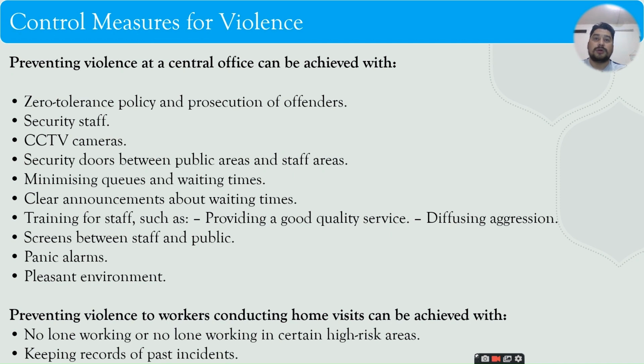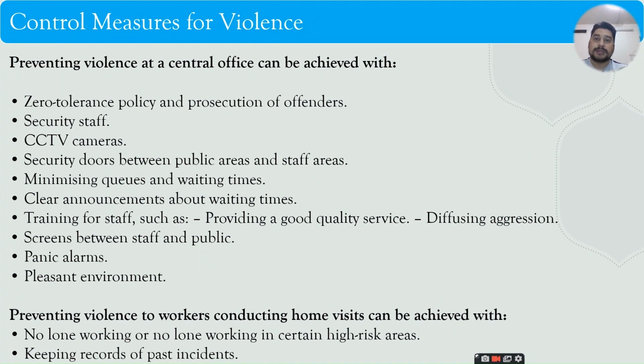Training for staff, such as providing good quality service, defusing aggression, how to deal with guests, customers, and the public if they are aggressive or try to harm the staff. This training needs to be provided to the staff. Screens between the staff and public, if you are handling cash or dealing with customers, so there is a gap between staff and customer. Panic alarms, so if staff panic, they can alert security and have some type of alarm system with them. And the environment should be pleasant also.